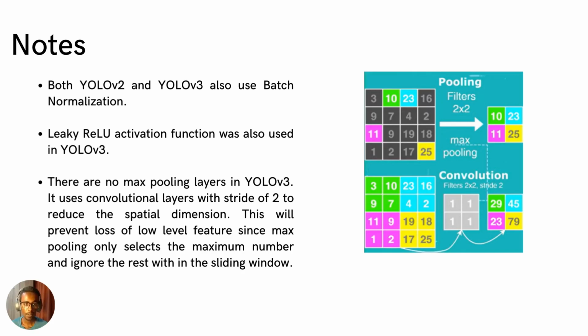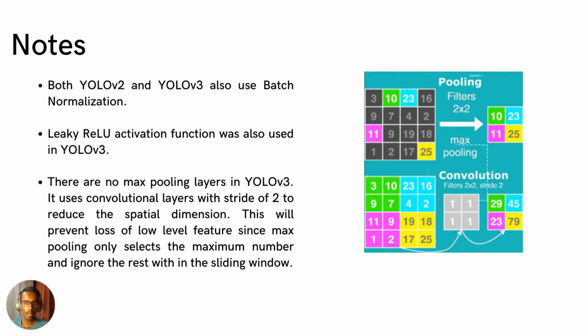The leaky ReLU activation function was also used in YOLOv3. It has been used starting from YOLOv1 up to YOLOv3, and it's going to be replaced when we talk about YOLOv4. When we perform the convolutions in YOLOv3, remember that there are no max pooling layers.